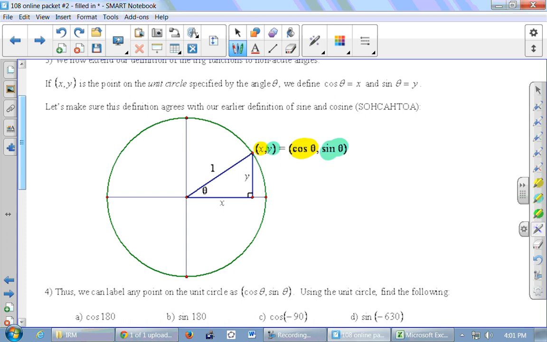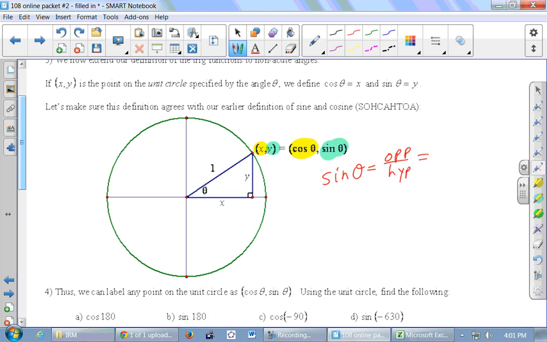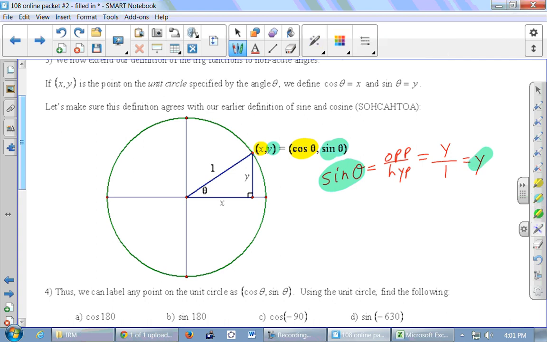So first, let's make sure this definition agrees with our earlier definition of sine and cosine, which was given by SOHCAHTOA. The old definition said that sine of theta is opposite over hypotenuse. If we look in this diagram, what's the opposite side to theta? The opposite side is y, divided by the hypotenuse in that triangle, which is 1. So the sine of theta is really the same as y. Does that agree with our new definition? Yes, sine of theta is the same as y.